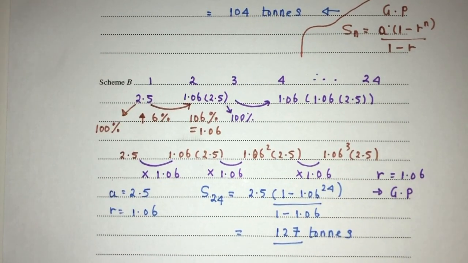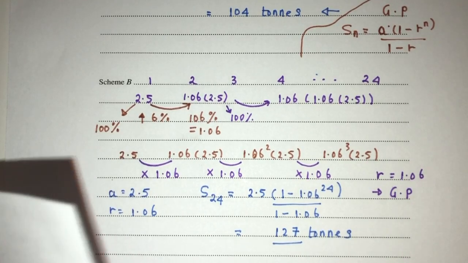So this is the answer for question 8b. Just understanding what kind of progression we are working with for each case, and then using the corresponding formulas to replace in the values to find the answer. It's pretty simple. You just have to understand what you are working with.